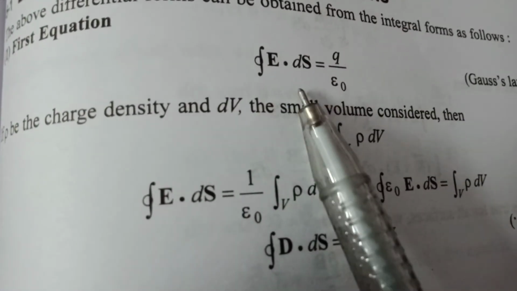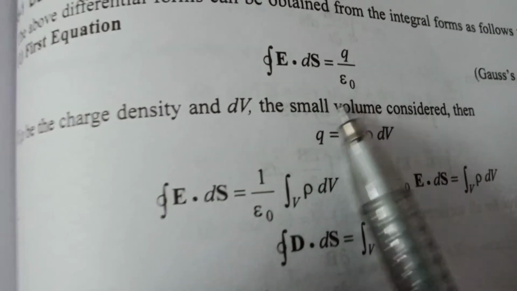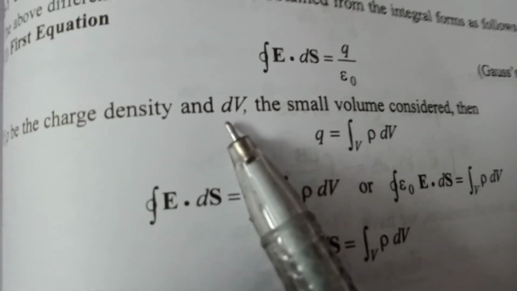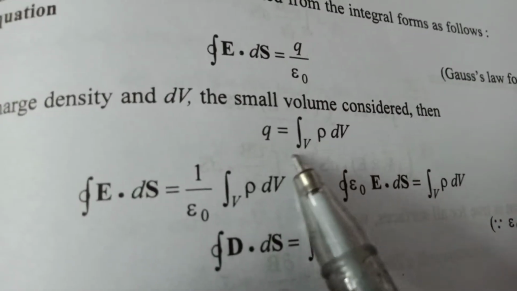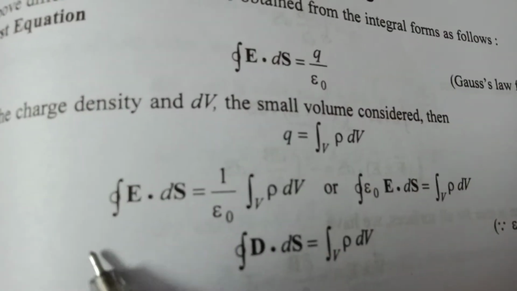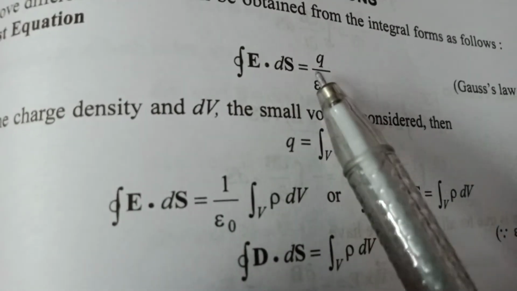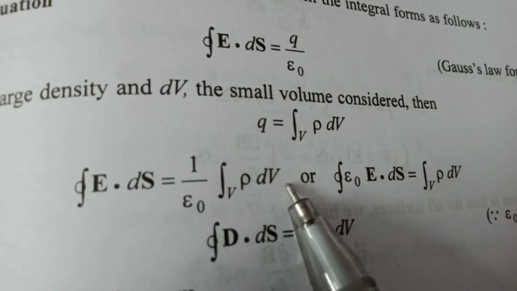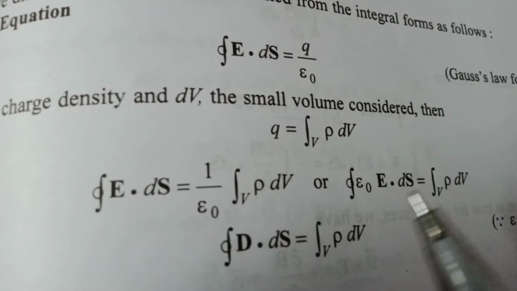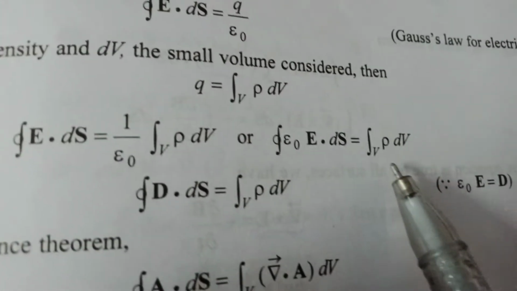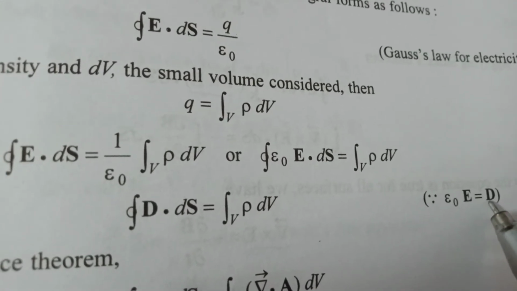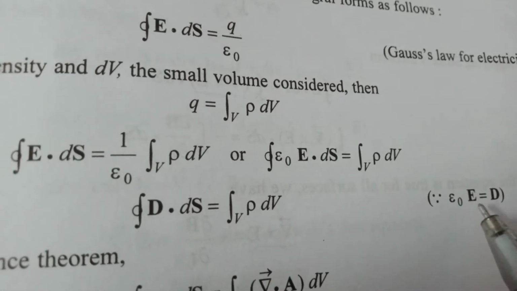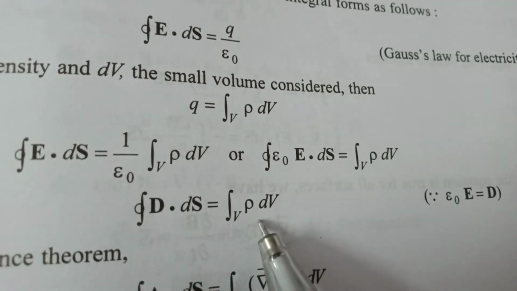Derivation of Maxwell's equation. First equation. Now the first equation in the integral form is integral E dot ds is q by epsilon naught. If we take dv as a small volume and charge density to be rho, this q can be written as integral over the entire volume rho dv. Therefore, integral E ds will be 1 by epsilon naught, in place of q, write this rho dv. Now cross multiply, take epsilon naught here, you will have epsilon naught E dot ds is equal to rho dv. Now epsilon naught E is equal to D. Therefore this can be replaced by D. So D dot ds is equal to rho dv.